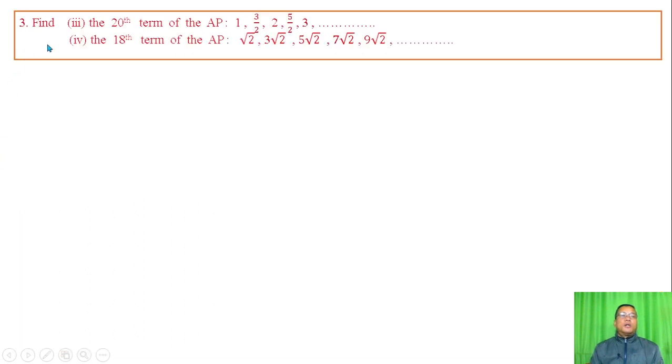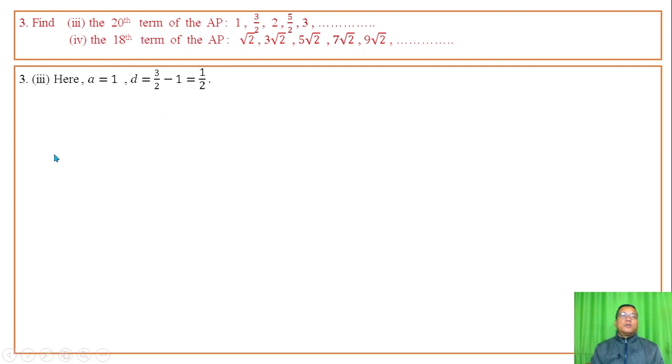Question number 3, Roman number 3, the 20th term of the AP. Here, a, the first term, is 1, and the common difference is the second term 3 by 2 minus the first term 1, whose value is half. Therefore, a20 is a, whose value is 1, plus (20 minus 1) times the common difference, whose value is half. After simplification, we get 21 by 2. Thus, the 20th term of the AP is 21 by 2.